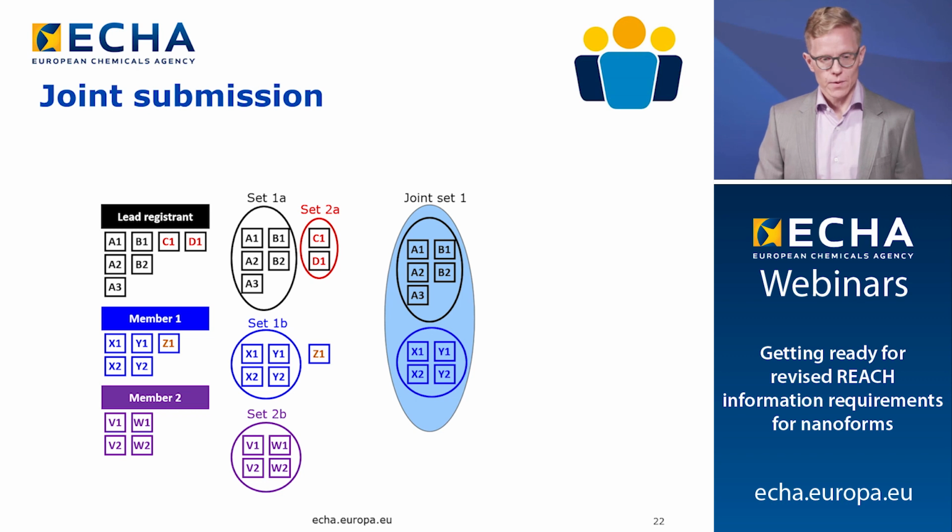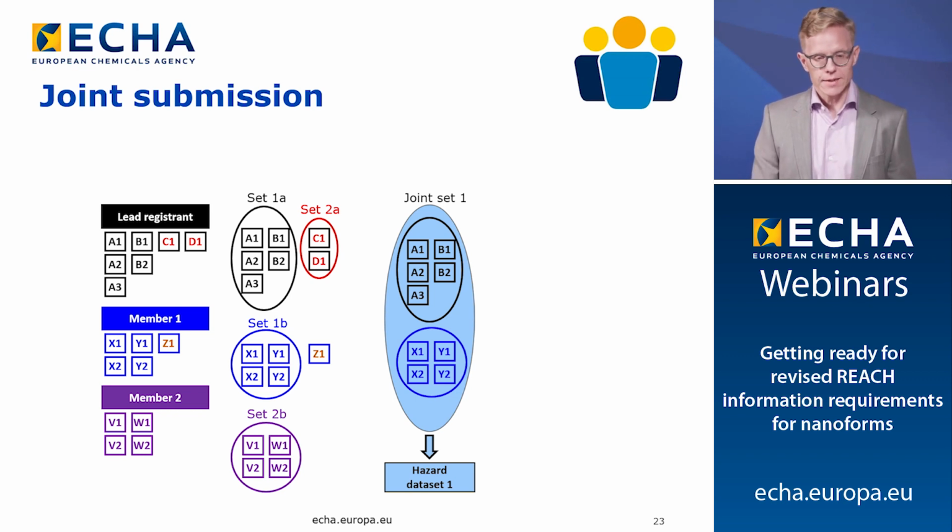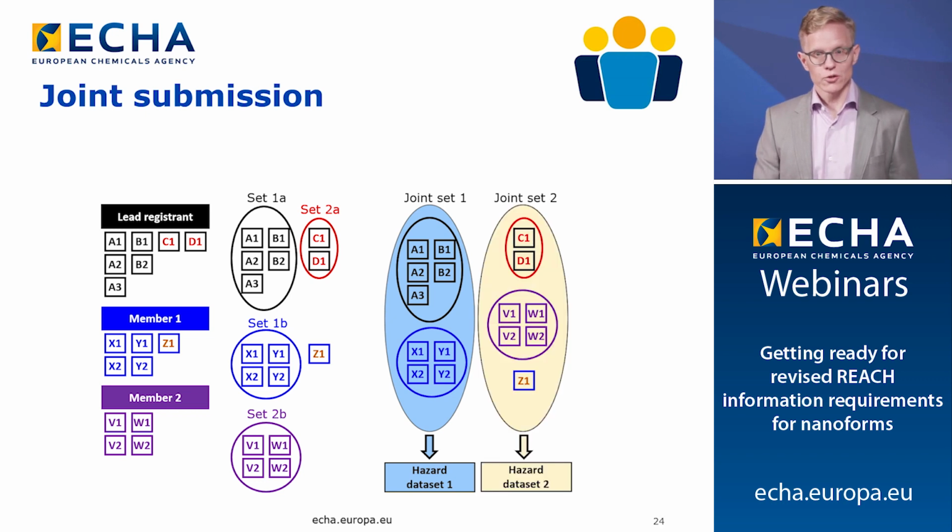Joint set 1, the oval with light blue background, represents the combined boundaries of set 1A and 1B at the joint submission level. These boundaries are defined for two purposes. First of all, for the purpose of linking full hazard dataset 1 to nanoforms with specification A, B, X, and Y. And second of all, to develop a justification that the hazard assessment of these nanoforms can be performed jointly. Same applies in analogy to joint set 2.